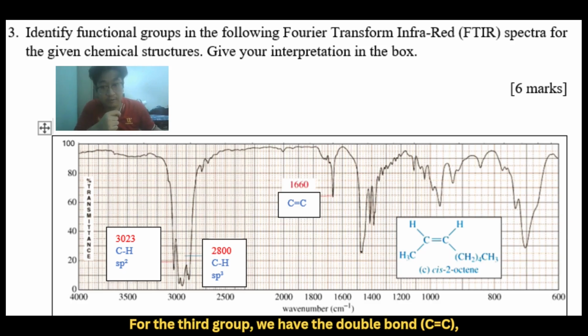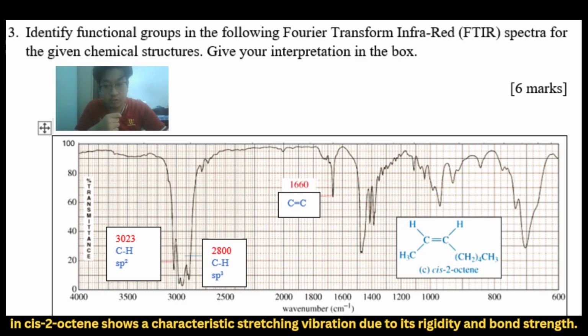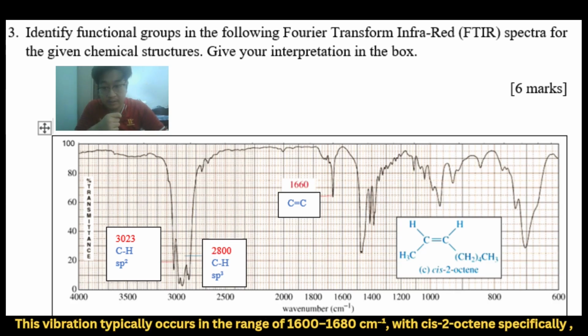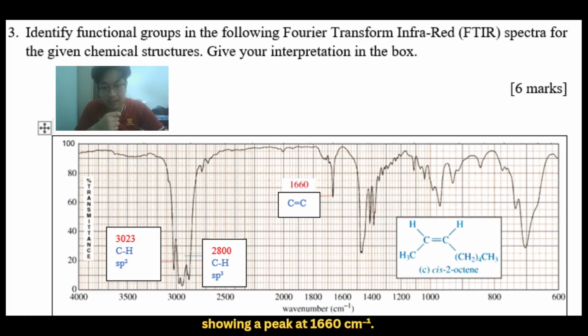Now, on the third, we have the C double bond C group, which in cis-2-octene shows the characteristic stretching vibration due to its rigidity and bond strength. The stretching vibration of a double bond is influenced by its stronger bond energy compared to single bonds. This vibration occurs in the range of 1600 to 1680 wave number, with cis-2-octene specifically showing a peak at 1660 wave number.